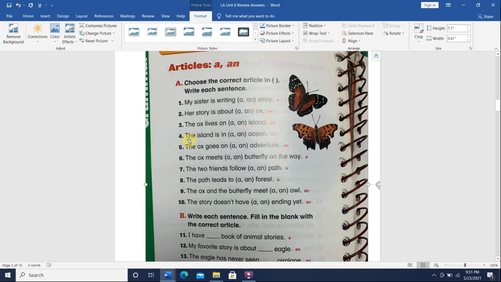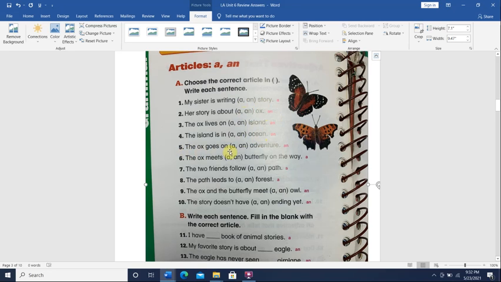Okay, the island is in ocean. Does ocean begin with a vowel? Yes, so we will choose an ocean. Okay, so for 2 and 3 and 4, we chose an. Why? Because the next word begins with a vowel. An ox, an island, an ocean. But number 1, story begins with a consonant. So a story.